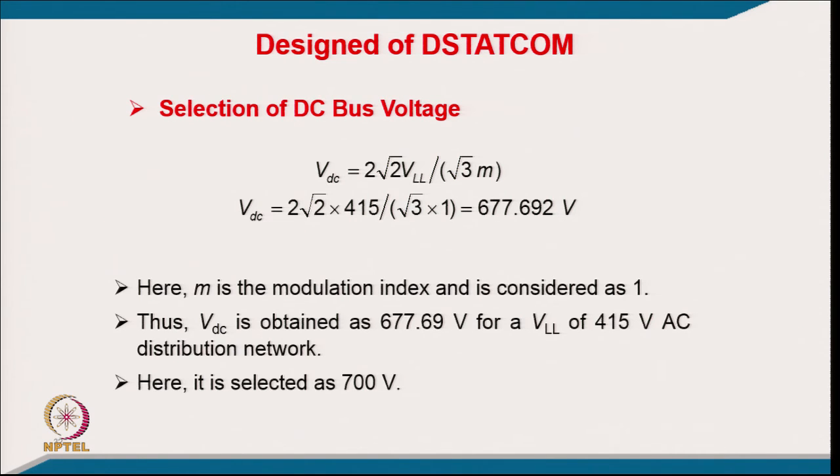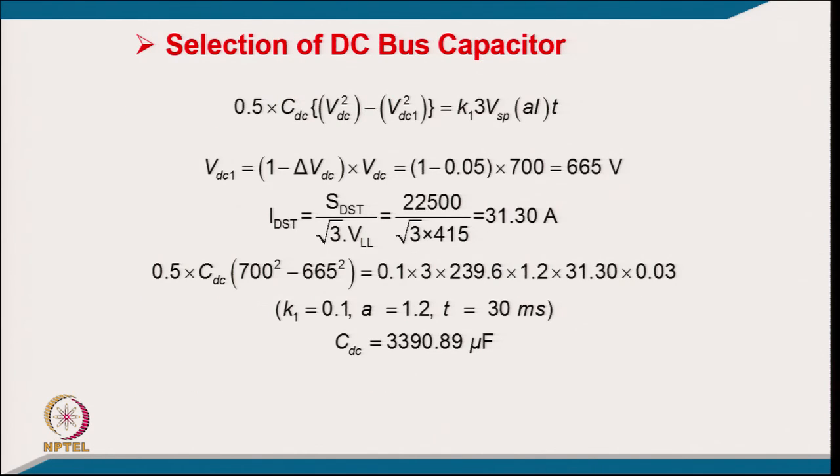So, M is the modulation index and we consider 1, and thus the VDC is obtained as 6, and for VLL of 415 volt distribution network, hence 700 volt can be selected. So, that is about the DC link voltage selection. Once we have the voltage selection, we can find out the capacitance from this dynamic equation.